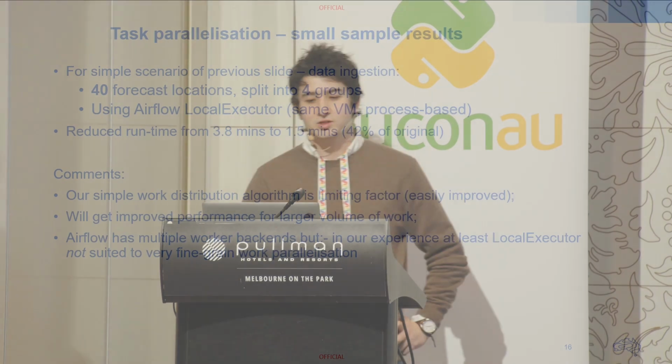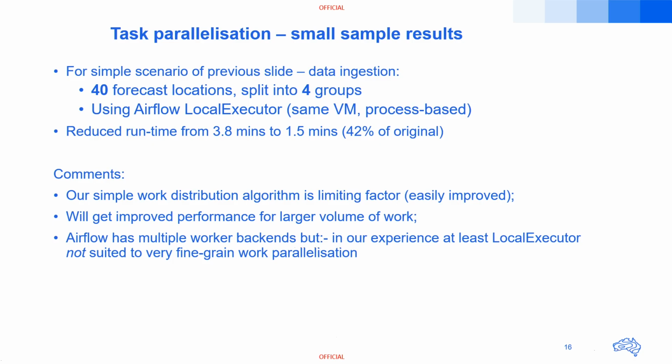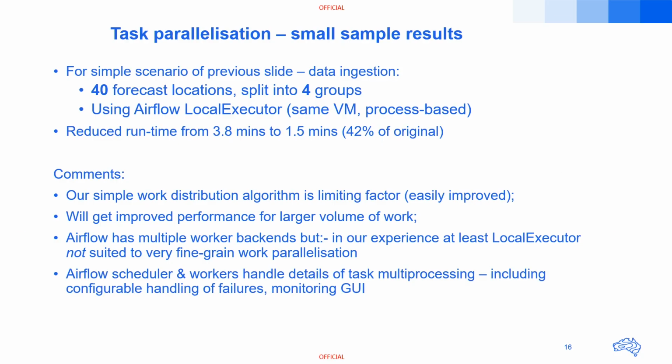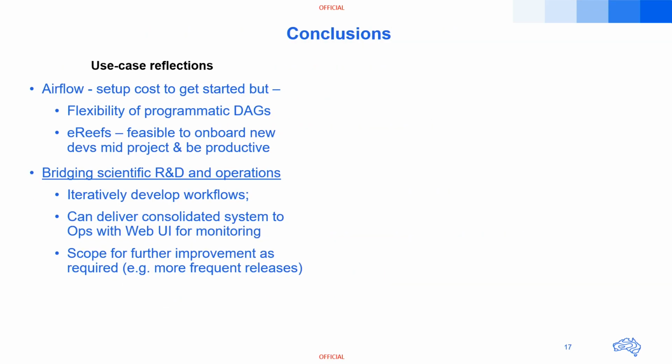Our simple workflow distribution algorithm is a limiting factor, which can be easily improved. We'll get improved performance for larger volumes of work. Airflow has multiple worker backends, but in our experience, at least the local executor is not suited to very fine-grained work parallelization. Our Airflow scheduler and workers handle details of task multiprocessing, including configurable handling of failures, monitoring, and GUI.